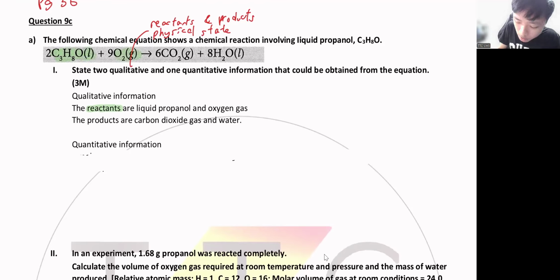This one, the reactants are liquid propanol and oxygen gas. C3H8O is propanol, and oxygen gas. The products are CO2 gas and H2O liquid. After the arrow is the product, before the arrow is the reactants. This one you write qualitatively. That is the qualitative information.